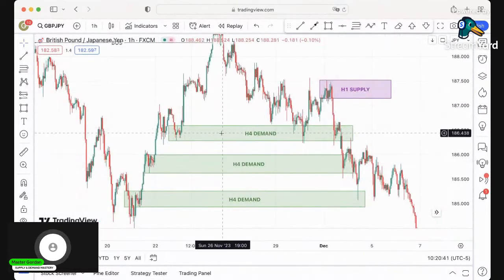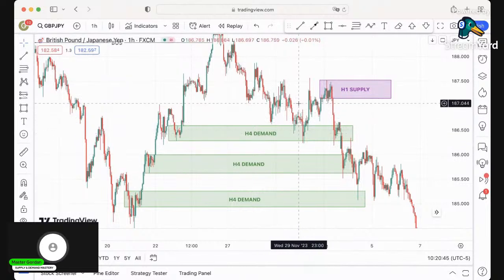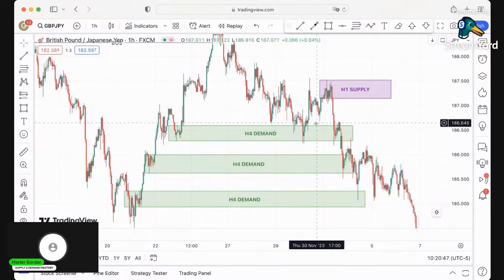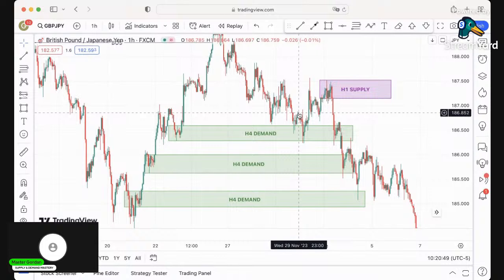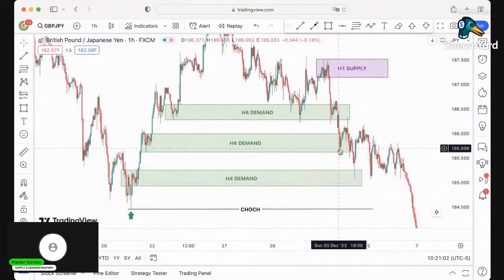As you can see, this is the previous H4 demand. Every time the price touches the demand zone, for sure there will be some direction. But just how many pips? You see the reaction? 168 to 186, at least 100 pips from this zone.